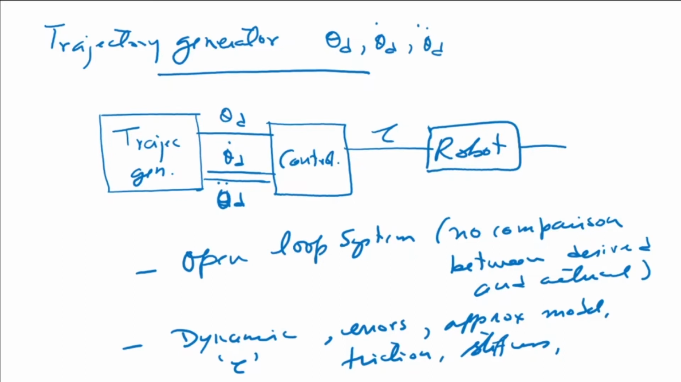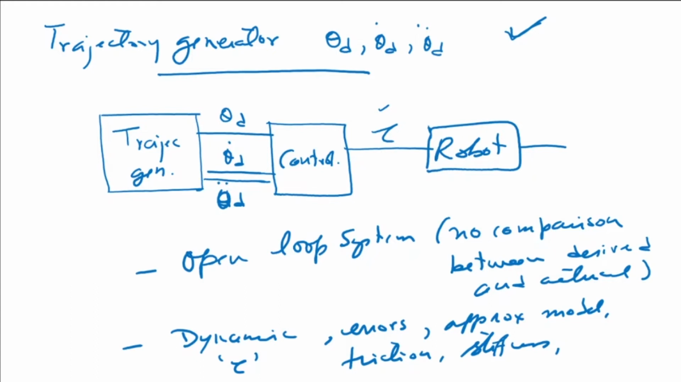So what will happen is, with this torque not being exact, the robot will not go exactly where it is supposed to go; it will go somewhere else. And because it is open loop, there is no way of understanding that, and there is no way of making any correction. So although this appears to be one way of controlling a robot manipulator, it is a bad way of controlling it. You will not be able to control it.